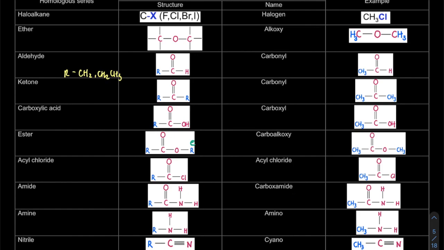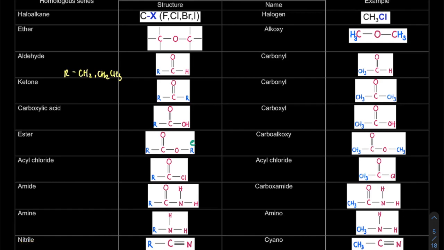Next is amine. For the amine, we still have NH2, but in this case the N is bonded to a carbon, any carbon. If the carbon is bonded to a double bond O, it is carboxamide. But if the nitrogen is bonded to a carbon that is not bonded to oxygen, we call it amino. Here are the examples.